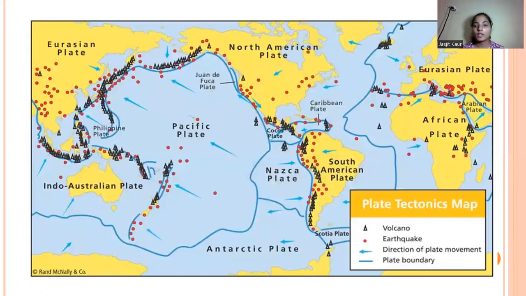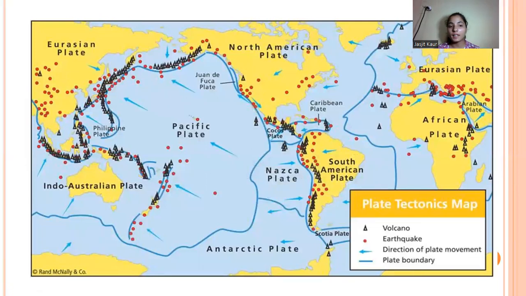So now here I have pasted one map for you. So observe this map and then tell me what are you able to see in this map. Yes, very good students. So this is a plate tectonic map. So now you have to tell me the names of different plates that are being shown here.